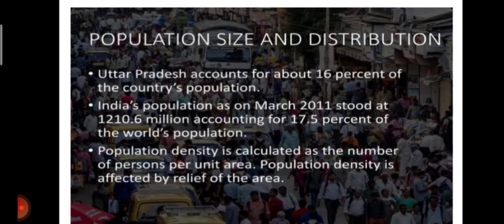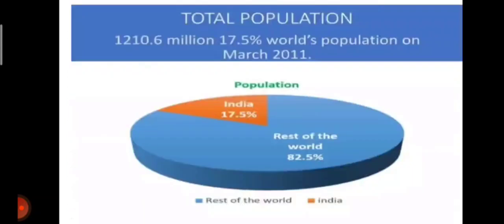India's population as of March 2011 stood at 1,210.6 million, accounting for 17.4% of the world's total population. The population density is calculated as the number of persons per unit area. Population density is affected by the relief of the area.